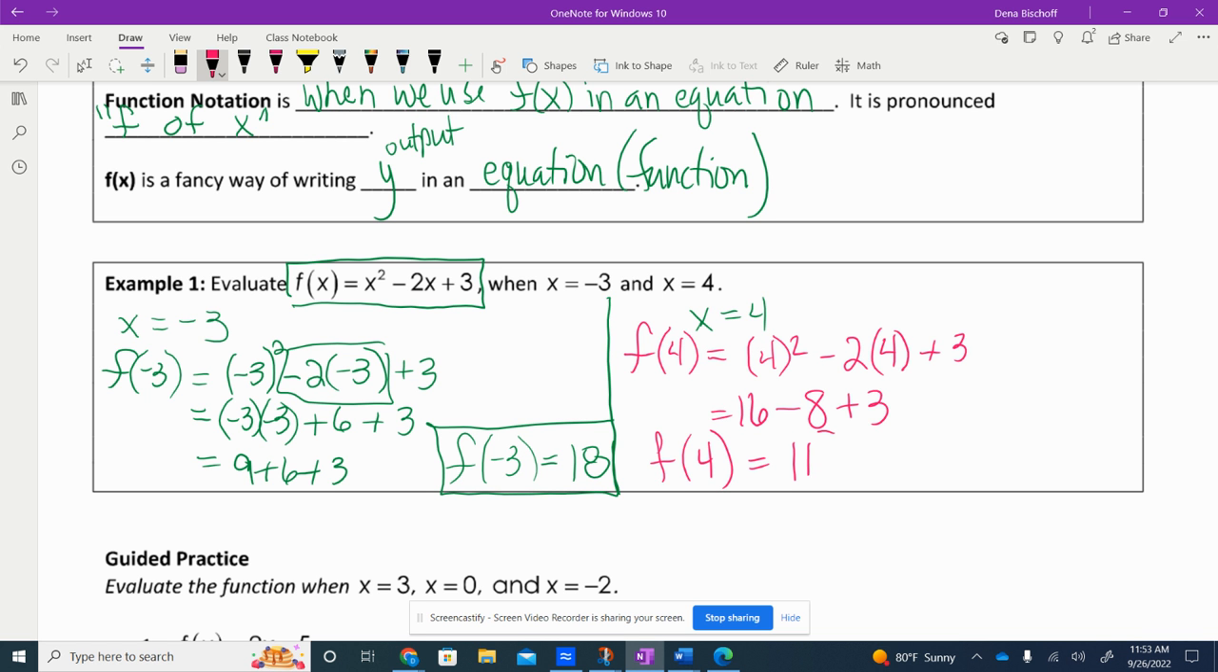11. So if you just put 11 down and you don't write f of 4 equals, you would lose a point for not writing it in function notation. Does this make sense what we're doing? Okay.